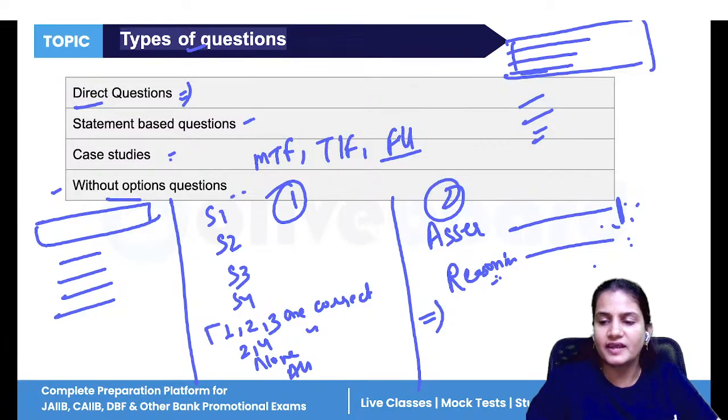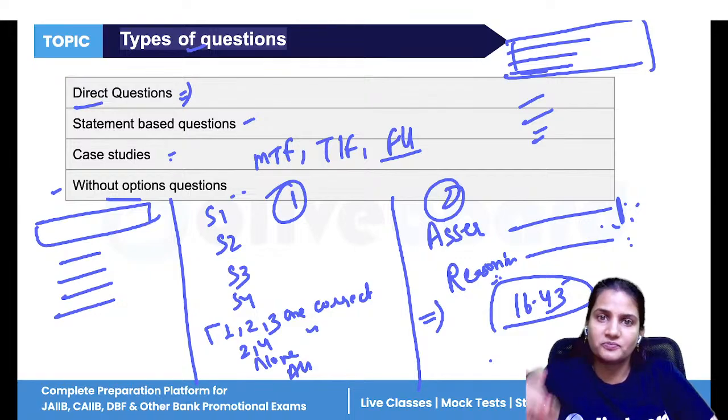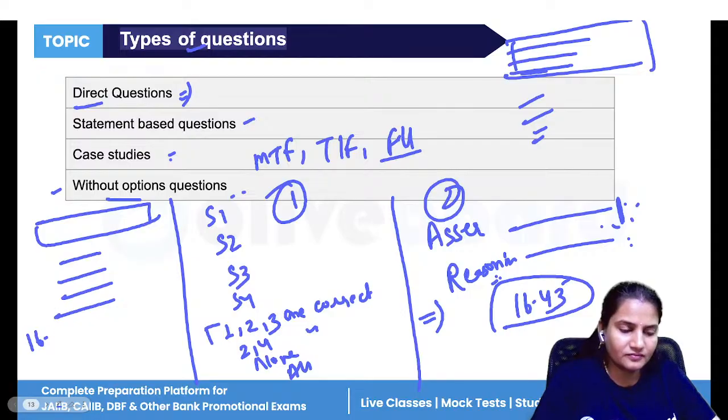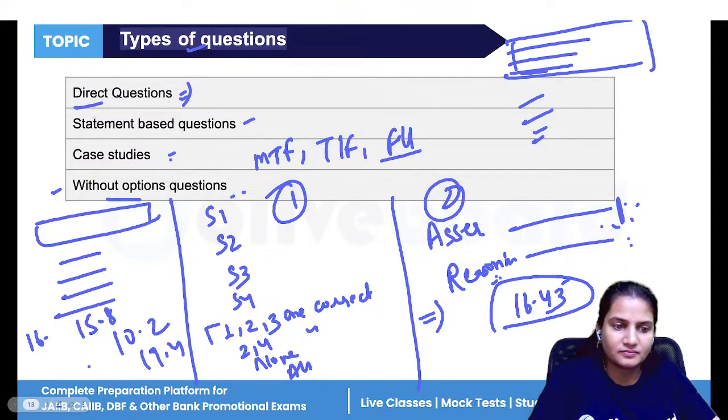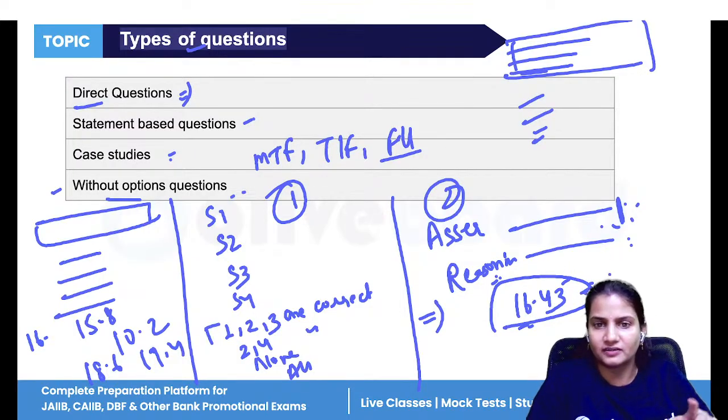So sometimes what happens, like your answer is coming 16.43. Let us assume this is your answer when you have solved a numerical. What if 16.43 is not among the options given to you? What if it is given like 16, 15.8, 10.2, 19.4, and 18.6? Now, no option is 16.43. So, what will happen in such a case? The confusion will arise. So, that is why there are many questions where no option is given. With the help of a virtual keyboard, you have to write the answer on the screen.